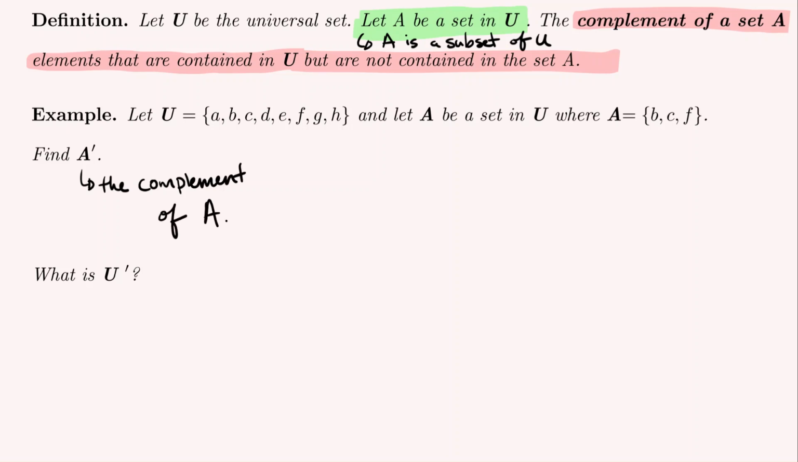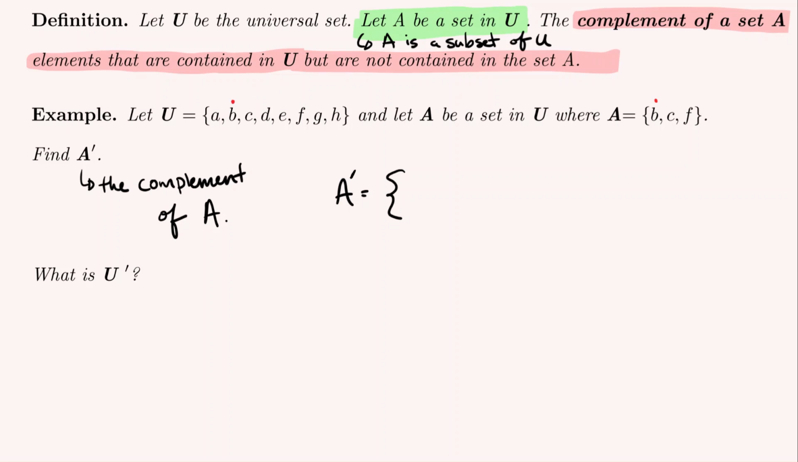Okay. So to find the complement of A, the complement would be the set of all the elements that are in the universal set that are not in A. So the way that you would begin writing this down is you would look at the elements in A. B is in A. Well, then we do not want to include B in the A complement.